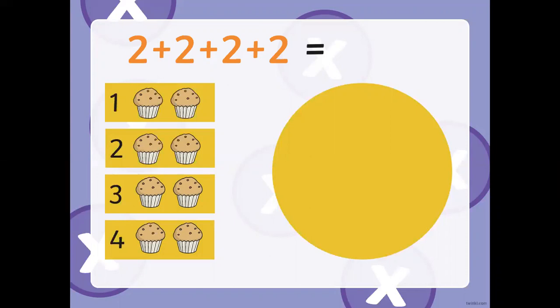So we've got our 4 groups. So we've got 1, 2, 3, 4 2s that we're adding together. So 2, add 2, add 2, add 2. If you want to pause the video for a few minutes, have a look at that and see if you can work it out.